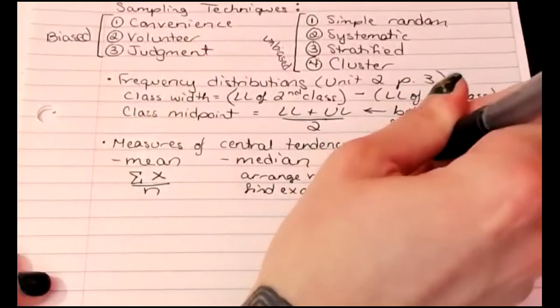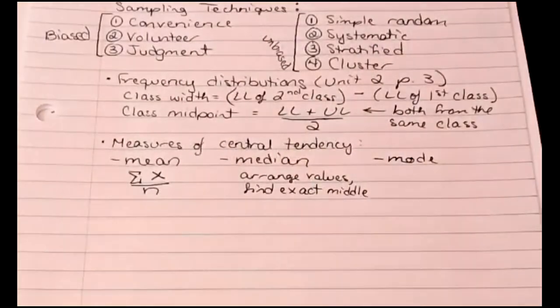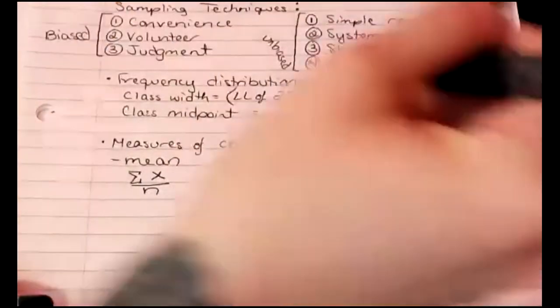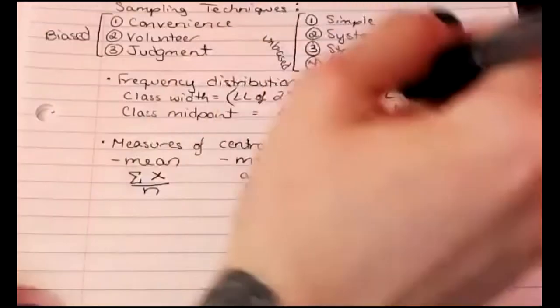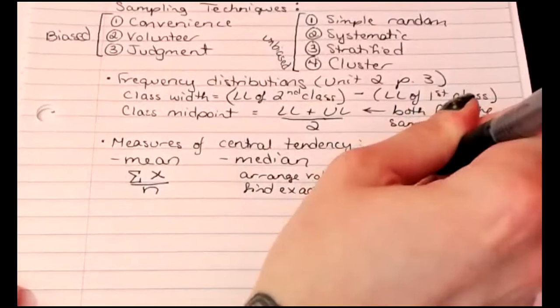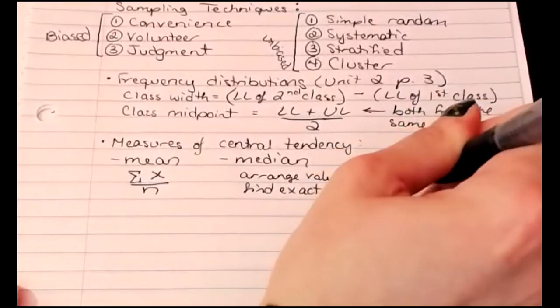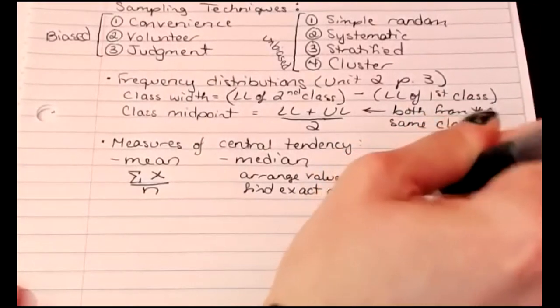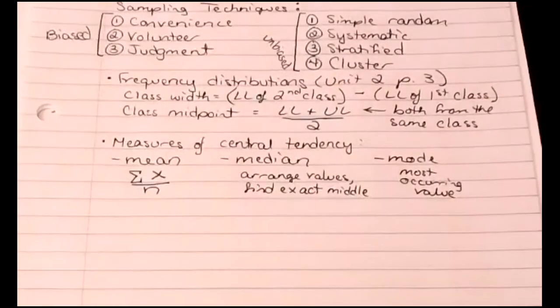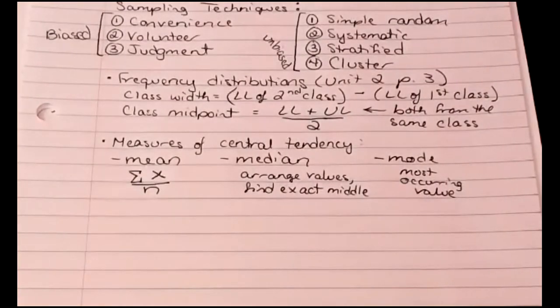Someone else who can tell me what the mode is? The number that's used most often. Yes, exactly. The mode is the most occurring value. So mode is most occurring value. You can have more than one mode. You also can have no mode, right? So those are possibilities as well.